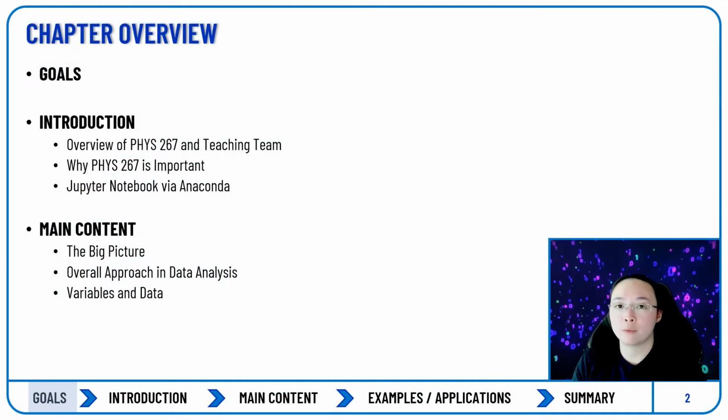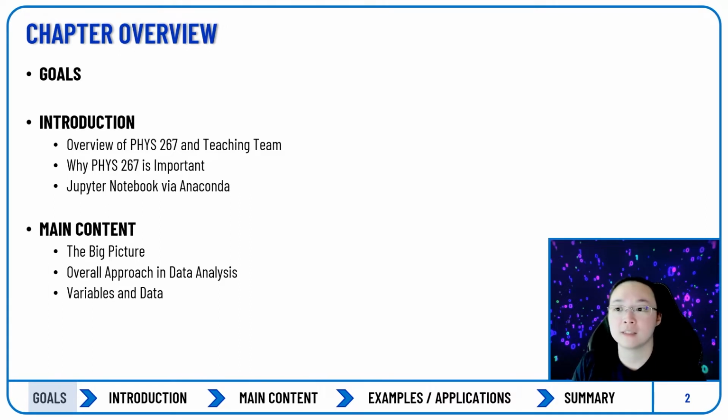So in this video, we're first going to go through an overview of Physics 267 and your teaching team for the term, why Physics 267 is important, as well as an overview of how to download Jupyter Notebook through Anaconda. You are allowed to use any install of Jupyter Notebook that you prefer, whether it's using Google Colab or the University of Waterloo's math server for Jupyter Notebook. But as long as you have access to one of them, you will be able to proceed through the course using a mixture of Markdown text and Python code.